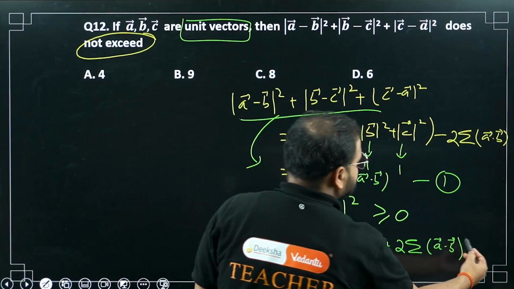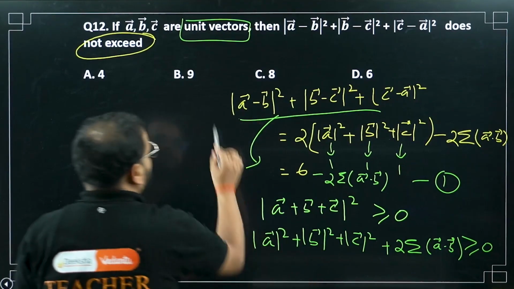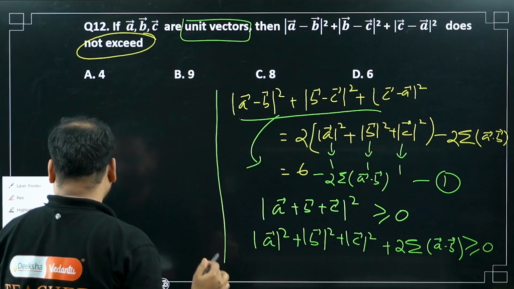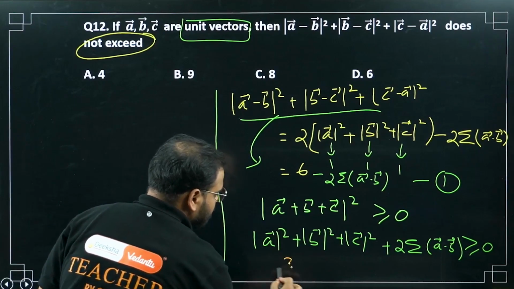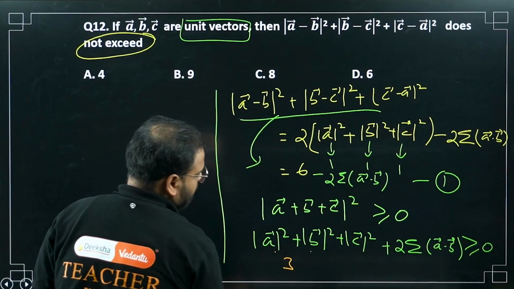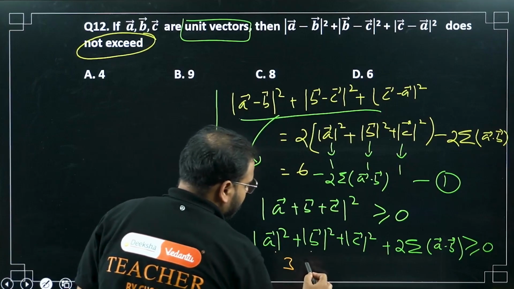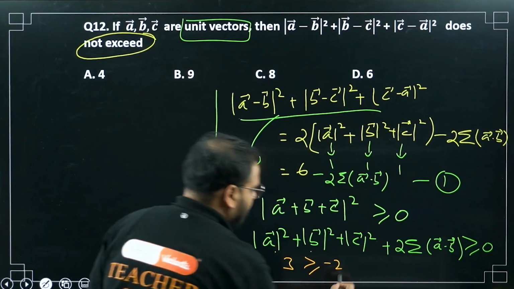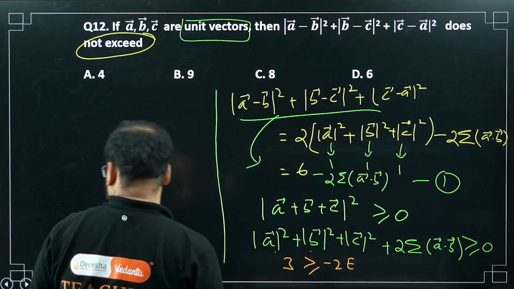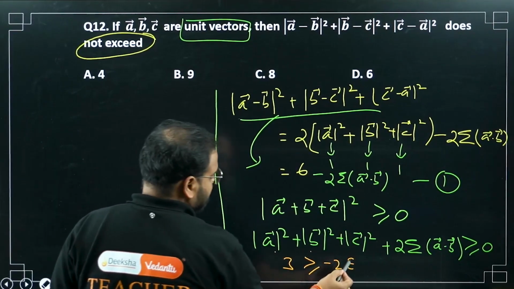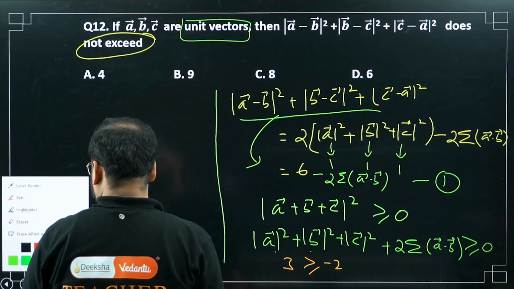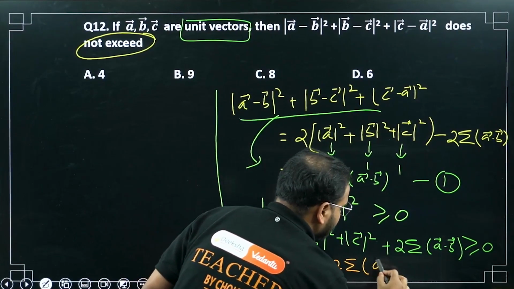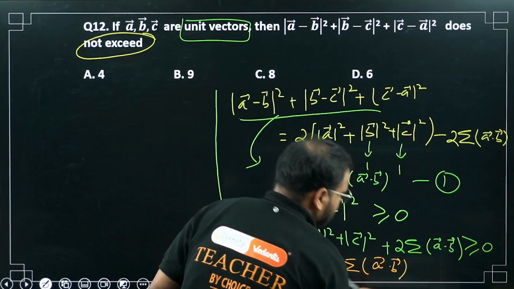This whole thing is greater than or equal to 0. I'll check on this side. What am I getting from here? I'm getting 1 plus 1 plus 1, so 3. This is 1, this is also 1, this is also 1. Greater than or equal to minus 2 times of summation, sorry, forgive me, summation, right? So summation of what? Summation of A dot B.